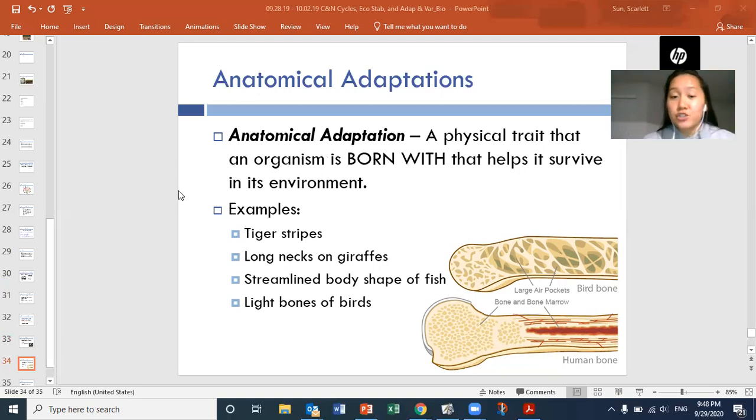Another example is giraffes. They have really, really long necks so they can reach the nice juicy leaves at the top of the tree and not have to compete with other organisms for food in the lower part of the tree, right? They are born with the long necks that they have that let them reach that food more easily. They're not born and their neck shrinks or grows depending on what time of the year it is, right? They're born like this. Other ones are like the streamlined body shape of a fish. Fish actually swim a lot faster in the water than humans do, not only because their muscles are built differently, but because their body shape is like a little torpedo.